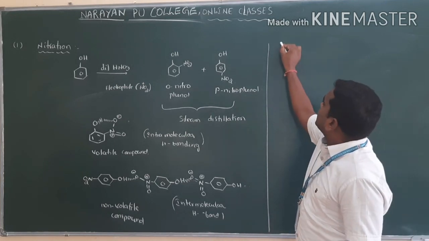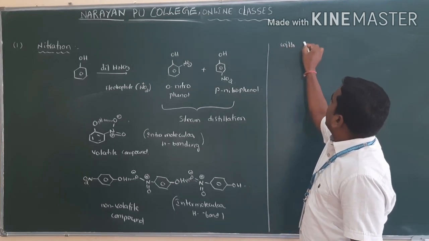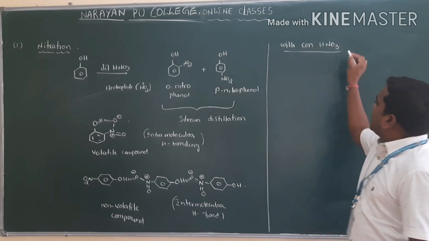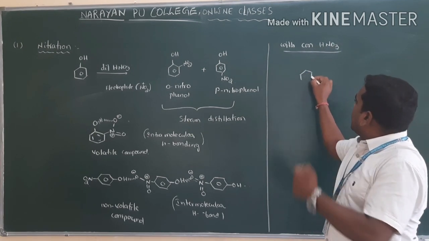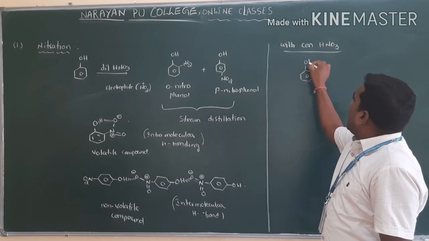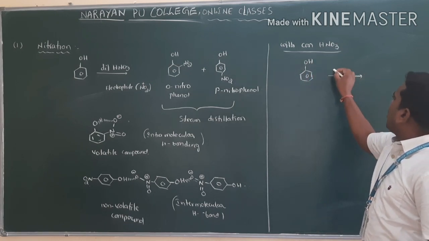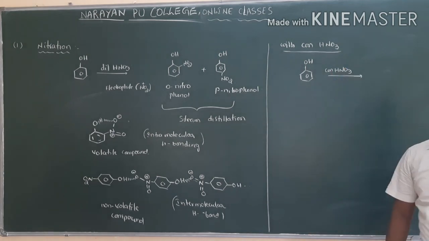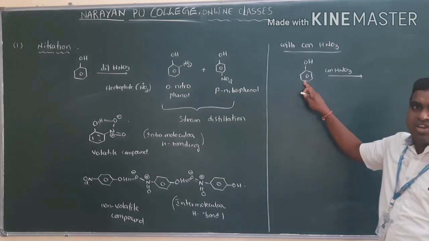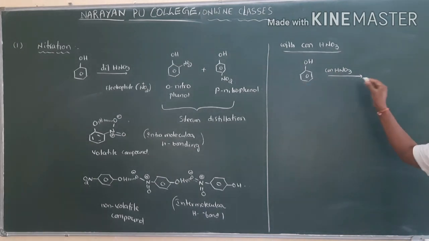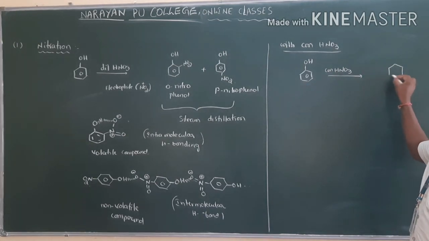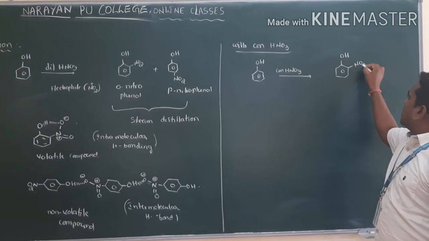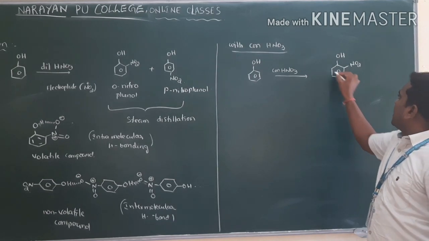And with concentrated HNO3, here it is a phenol. Phenol is highly reactive, and I have also taken very concentrated HNO3 here. So then what will happen? It is very reactive, so that's why the total ortho and para positions are substituted by the nitro group.